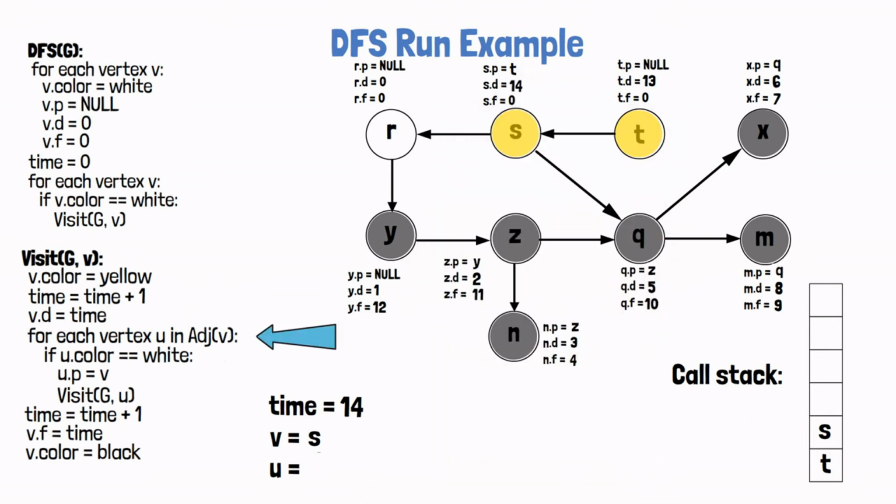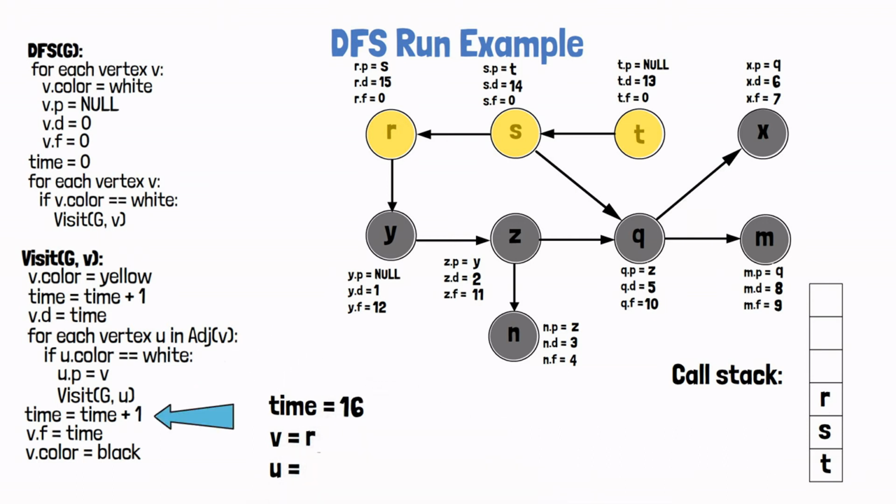Say we start with q. Q is not white, so we choose another neighbor. There is only one left, r. R is still white, so we set its parent to be s and visit r. We update the call stack context and local state and go to visit r. We color r as yellow, then we increment the time to 15 and update 15 to be the discovery time of r. R has only one neighbor, which is y. Y is not white, so we go back to the for loop and exit since there are no more neighbors.